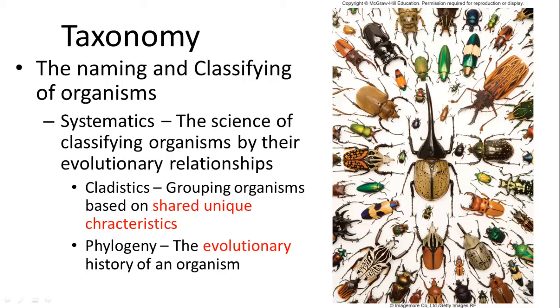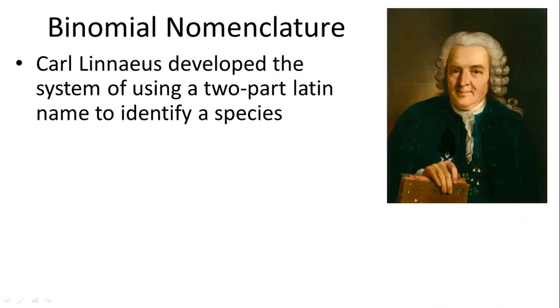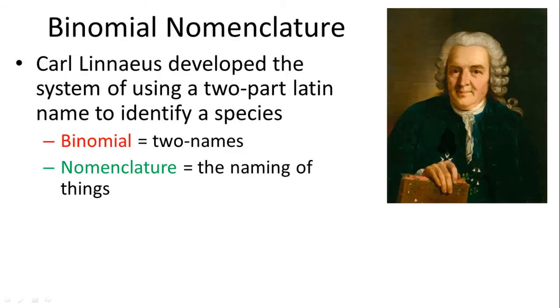So the father of taxonomy was Carl Linnaeus, and he developed this system of using a two-part Latin name to identify a species, which we call the specific epithet or the species name. So binomial means two names. Nomenclature means the naming of things, so this is the system by which we name organisms.